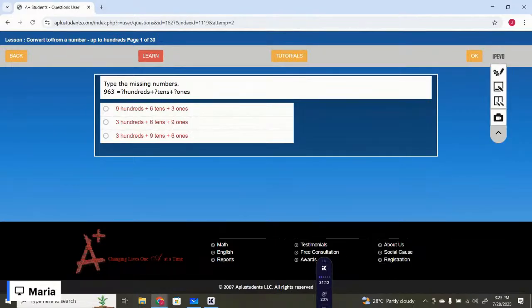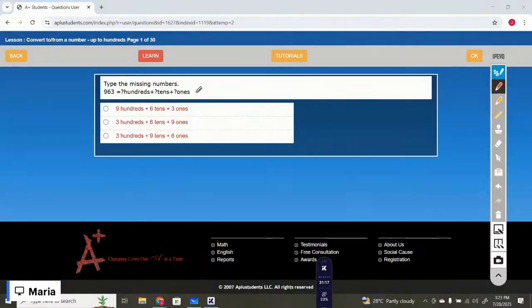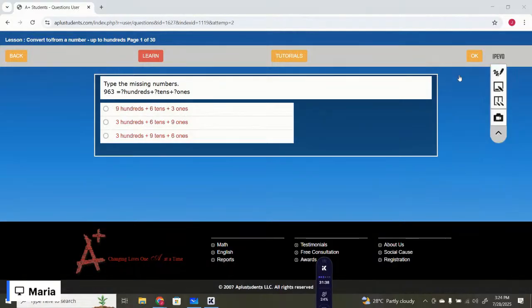Type the missing number 963. The rightmost digit is the digit at the ones position. 3 is at the ones, 6 is at the tens, and 9 is at the hundreds. So we have 9 hundreds, 6 tens, and 3 ones. So you can write 900 plus 6 tens plus 3 ones. Option number 1 is the correct option.